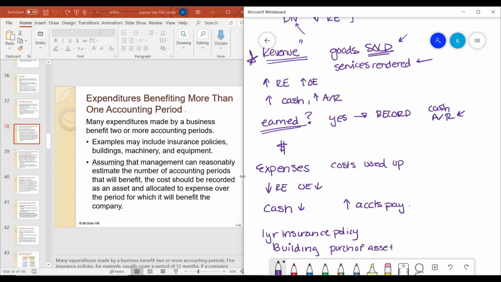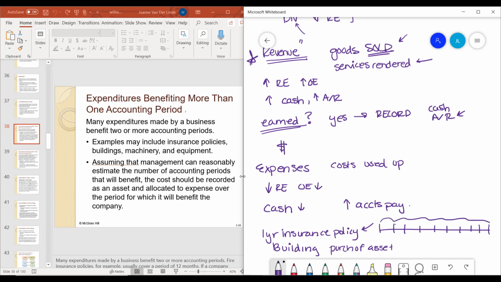But what about the one-year insurance policy? How is that insurance policy just going to benefit me in the month that I buy it? No, it's going to last for 12 months, right? It's going to benefit more than one accounting period, and it's supporting my revenue generation. So this insurance policy, I'm not using it up right away. I'm using it up over time.